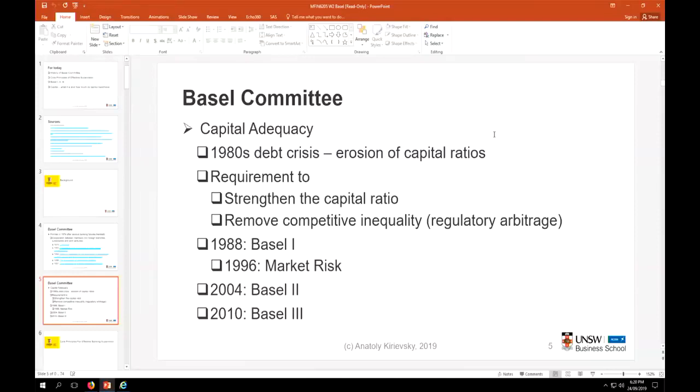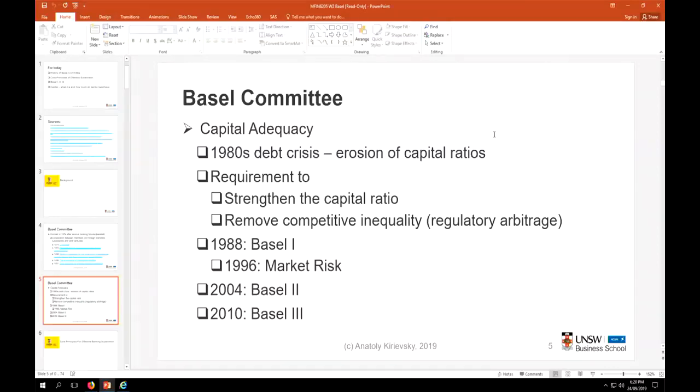So we have a capital adequacy crisis where banks are carrying various assets in the 1980s, and the regulators are saying, we have concerns about the quality, and we have concerns about the true capital that the banks have. So, what's the idea? The idea is then to say, hey, let's figure out two things. One is let's ensure that we remove competitive inequality, and two, let's actually strengthen the amount of capital that's required.